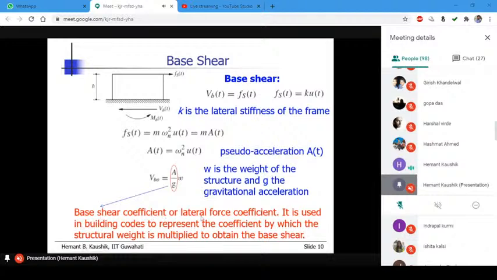So this is the base shear coefficient or lateral force coefficient used by the building codes to represent the coefficient, right? So like I discussed yesterday, any structure has to be designed for some percentage of its own seismic weight, right? So this A by G represents that ratio for which we have to actually design the structure. Okay, so this is the basics of all those things.